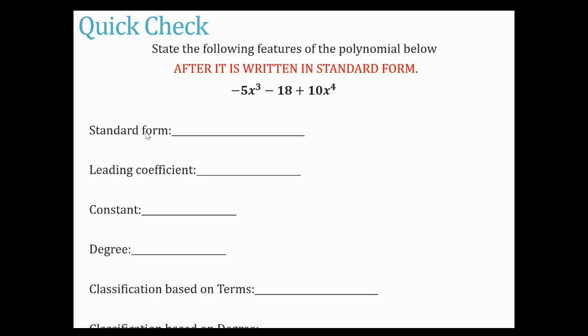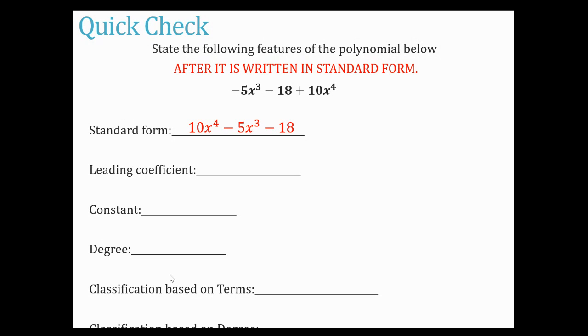So the first thing we want to do is put it in standard form. That's written all in caps because that should always be your first step. Always get the polynomial in standard form first before you start answering any questions based on that polynomial. So remember, standard form is when the exponents go from largest to smallest. So let's look at our exponents here. We have a 3. This doesn't even have a variable. And then we have a 4. So this term is going to go first, this term is going to go second, and this is going to go last. 10x to the fourth minus 5x to the third minus 18.